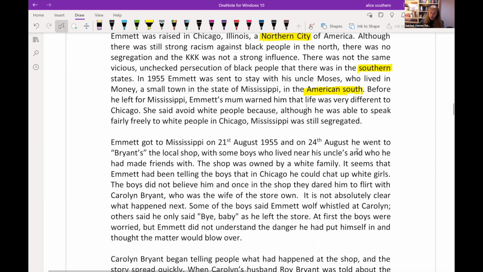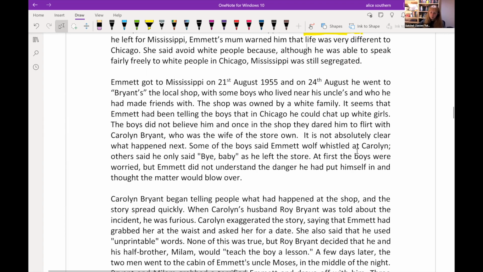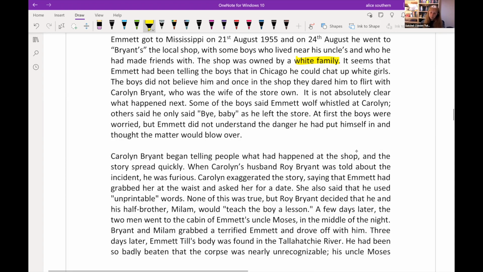So he gets there and then he goes to the local shop with some boys who live near his uncle's and who he'd made friends with. The shop is owned by a white family, and it seems that Emmett had been telling the boys that in Chicago he could chat up white girls. The boys didn't believe him, and once in the shop, they dared him to flirt with Carolyn Bryant, who was the wife of the store owner. It's not clear what happened next. Some said that they saw him whistle and say, "Bye, baby," but he wasn't worried.